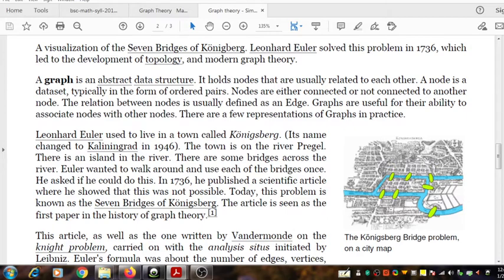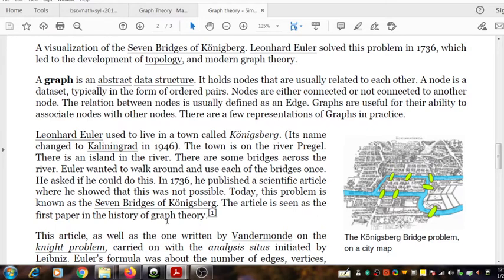You can see that in the figure, and this is that island portion. So this is the whole town, and this portion is the island. And there are 7 bridges across the river. You can see them marked here using these green lines. Euler actually wanted to walk around and use each of the bridges exactly once.